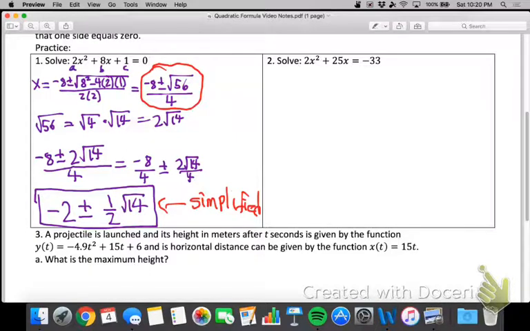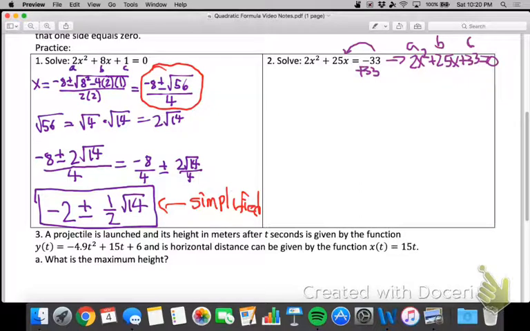Of course, in order to use the quadratic formula, the equation has to equal 0 first. So we're going to move this 33 over to the other side. Really we added 33 to both sides. So 2x squared plus 25x plus 33 equals 0. So now a is 2, b is 25, c is 33.